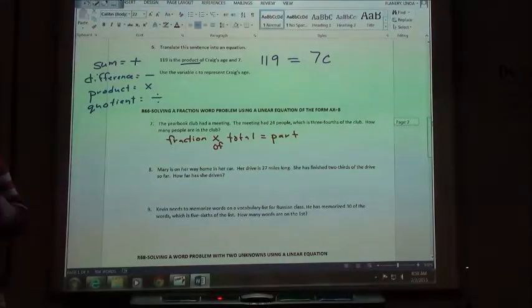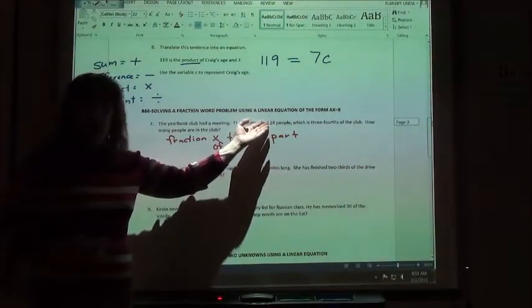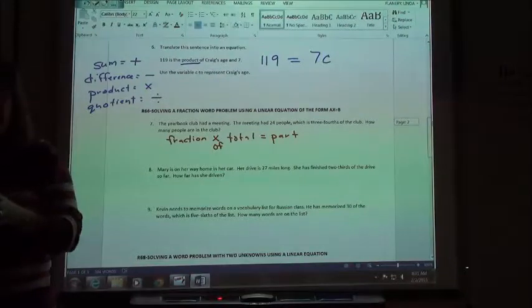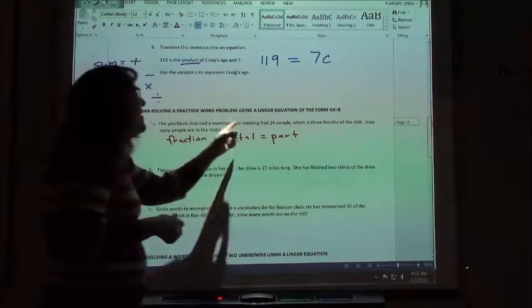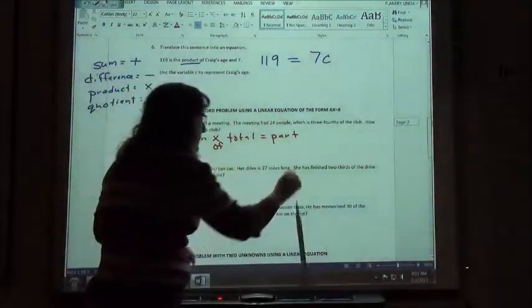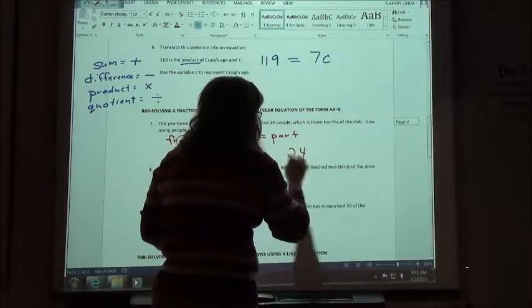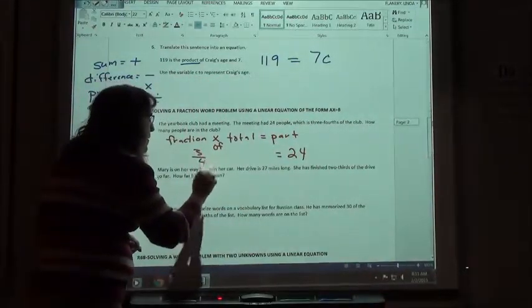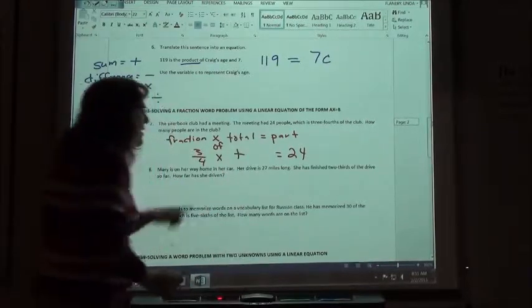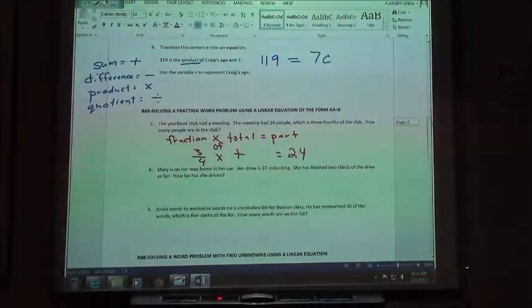So you want to think about, is this 24 just the part, or is it the total number of people? Well, in this case, we want 3/4 of the club. The club is the total number of people. There are more people in the club than went to the meeting, right? Not everybody shows up, just like class. So 24 is our part. 3/4 is our fraction. So 3/4 times something is going to equal our 24, right?